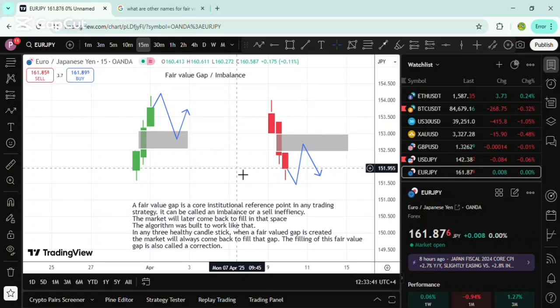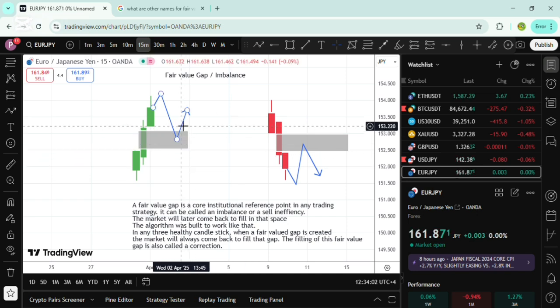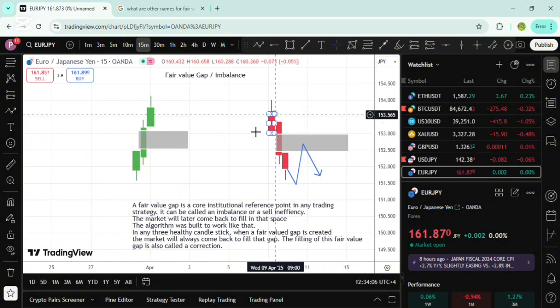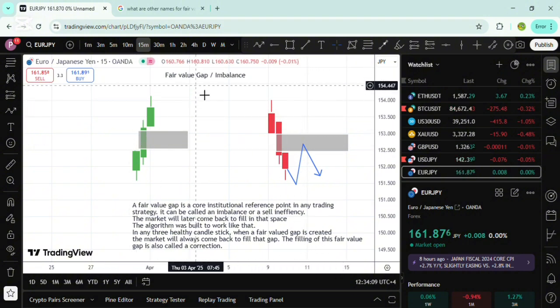Hi guys, today I'll be talking about fair value gap in the forex market and how you can identify a fair value gap in your trading strategy. Firstly, fair value gap is a core institutional reference point in any trading strategy. It can be called a buy imbalance or a sell inefficiency. So let me show you how you can identify it on the chart.